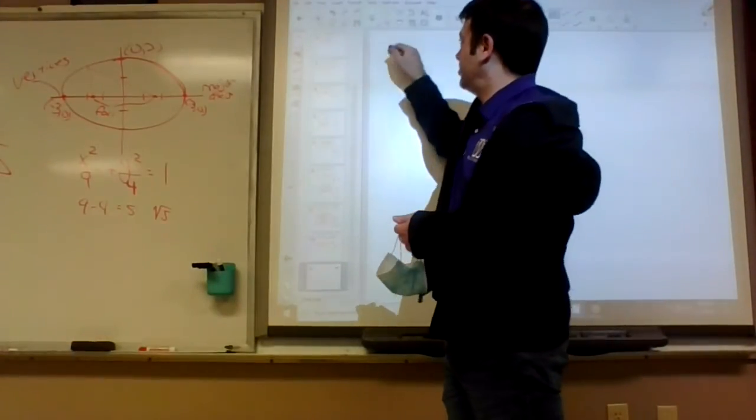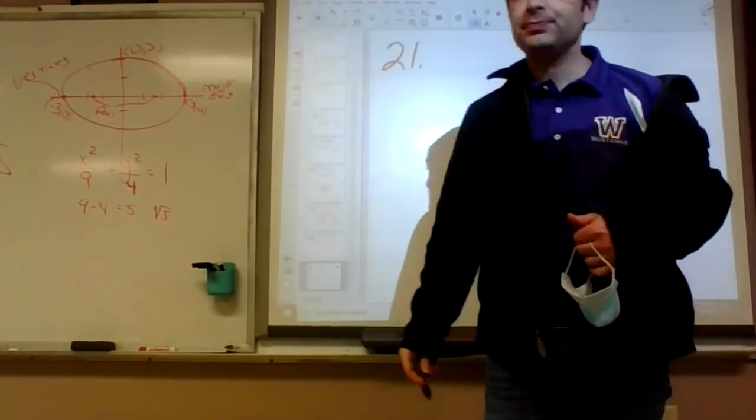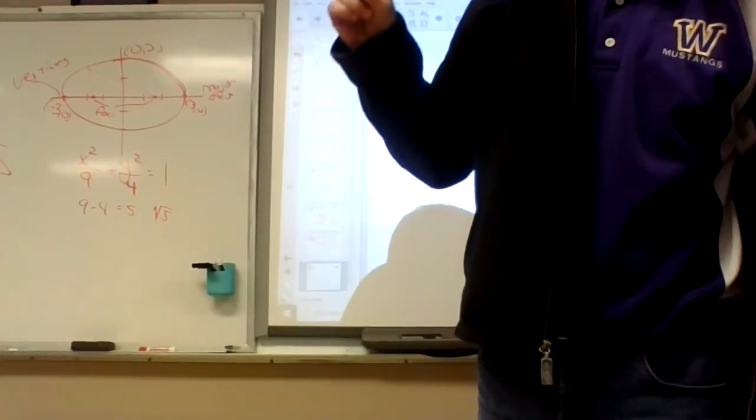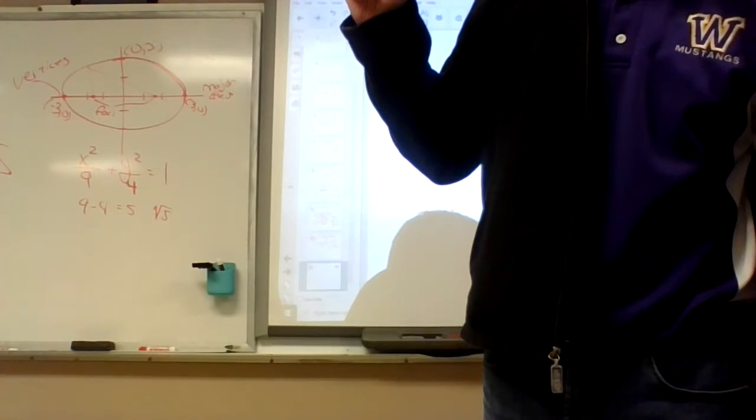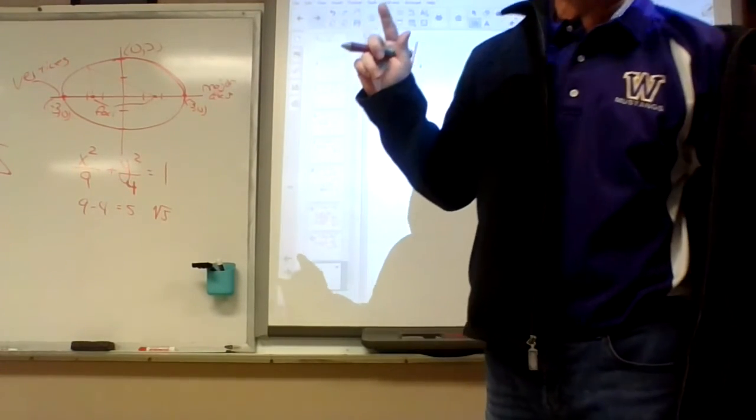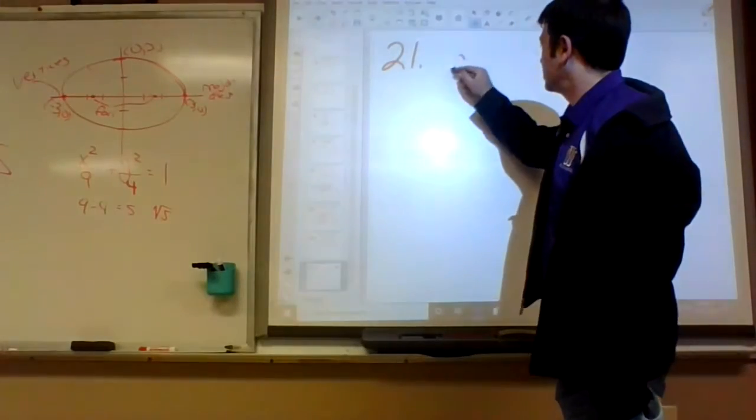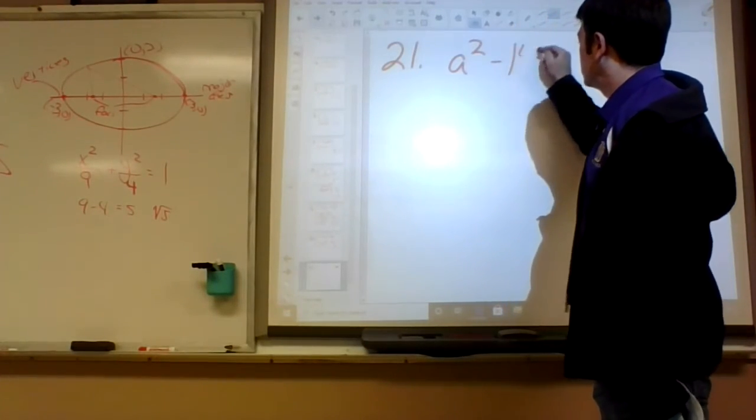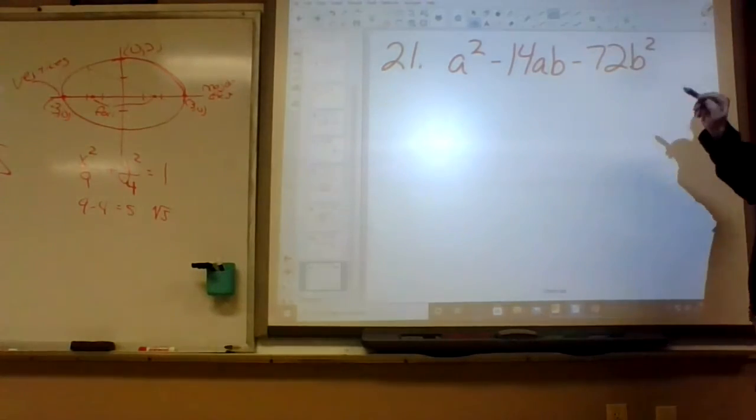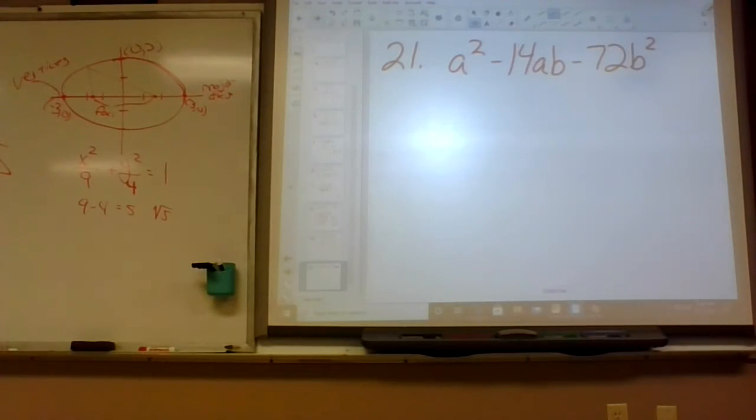Okay, 21. Almost there. We're getting close. 21 is a squared minus 14a minus 72. These numbers are getting a little bit bigger, so it's harder. 72. 4 times 18. How'd you figure that out? I divided. She used her calculator. So she did 72 divided by 4, she got 18.